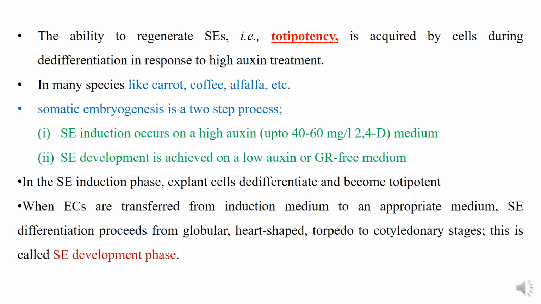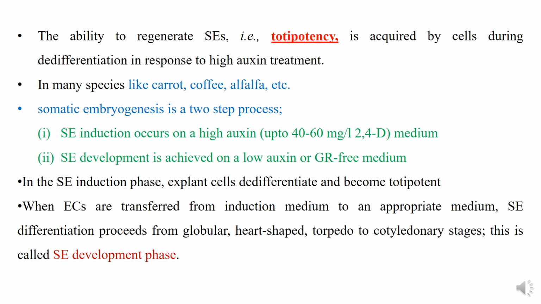So somatic embryogenesis is a two-step process. The first one is induction, which occurs at high auxin concentration, whereas development, which occurs at low auxin concentration or in growth regulator free medium, is development and maturation. So totally it is two phases, induction, then development and maturation, the latter called the expensive phase. Expensive phase means it is consuming everything, we are not using any growth regulators.